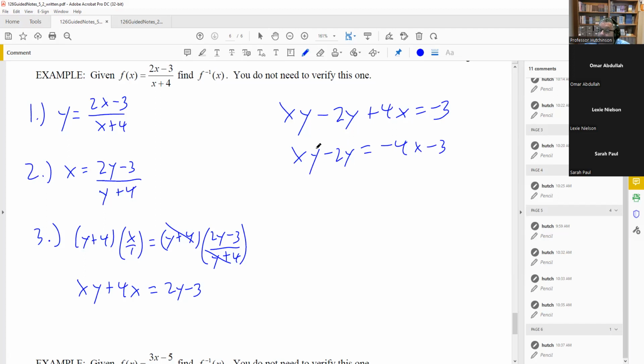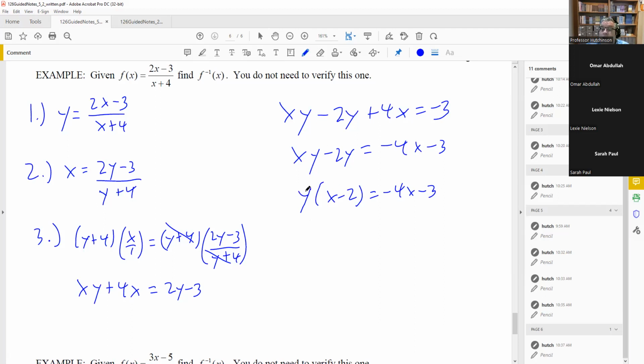I'm going to factor out a y because I noticed I have a common factor. This is actually the reason why you want to get both the y's together, because once you have them both together, we know that we have a common factor for those. So I'm going to pull out a y. We get x minus 2, just like that.